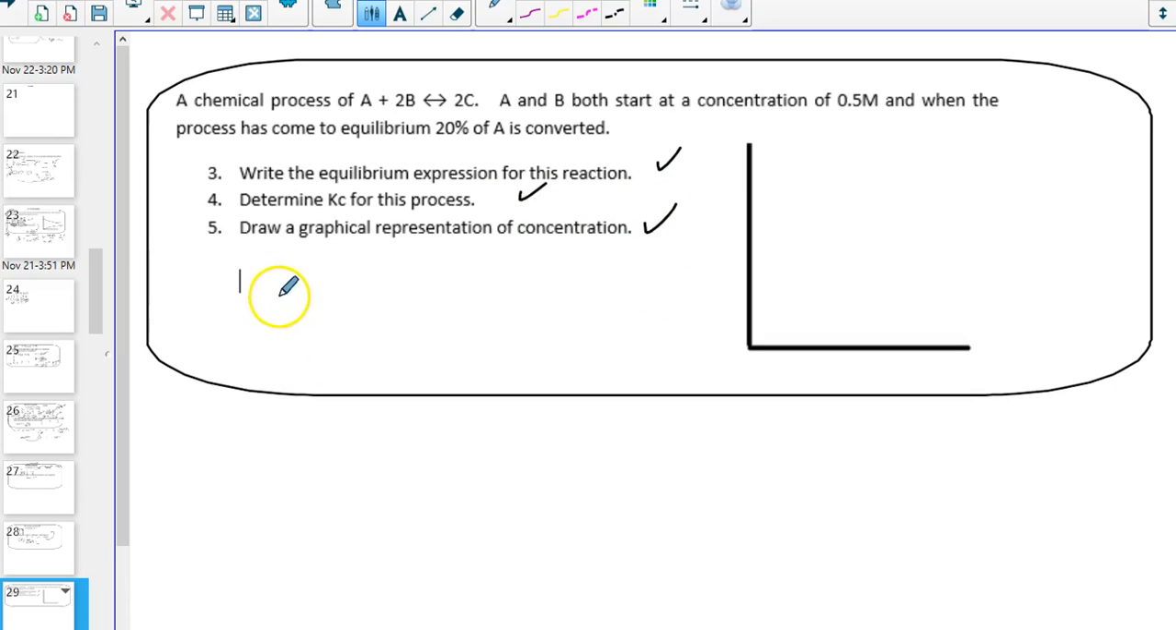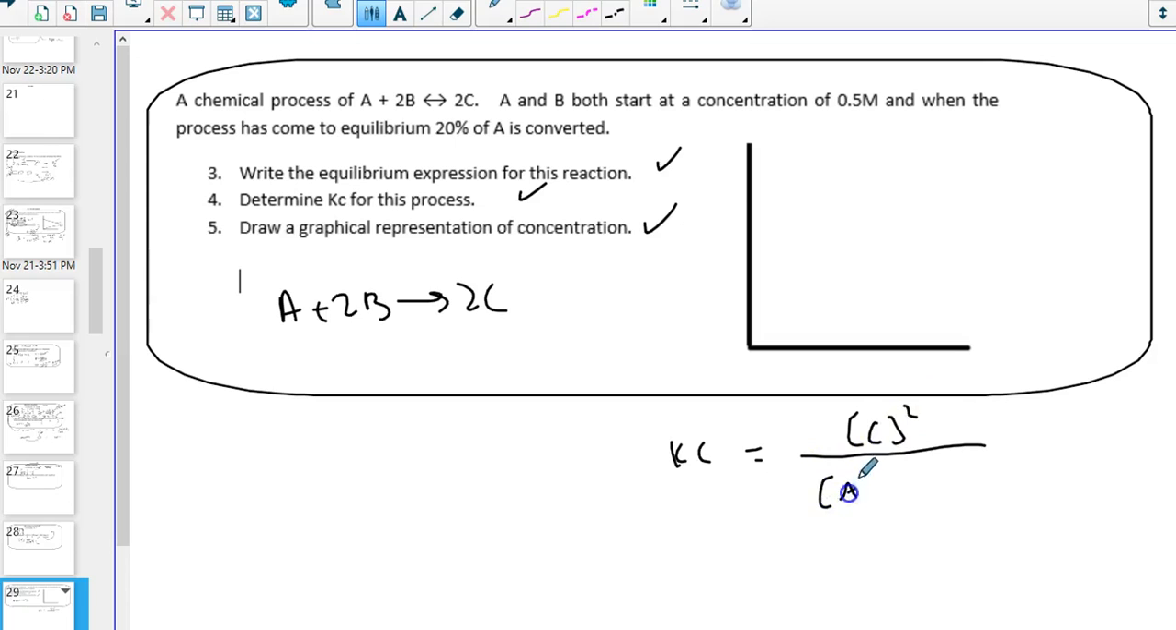Okay, so we got A plus 2B yields 2C, so the Kc equals concentration of C squared over concentration of A times concentration of B squared. Initial, stoichiometric ratio, end. So 20% again of 0.5 is 0.1. I think this is a slightly different setup here than the last one, hopefully, but 0.1.